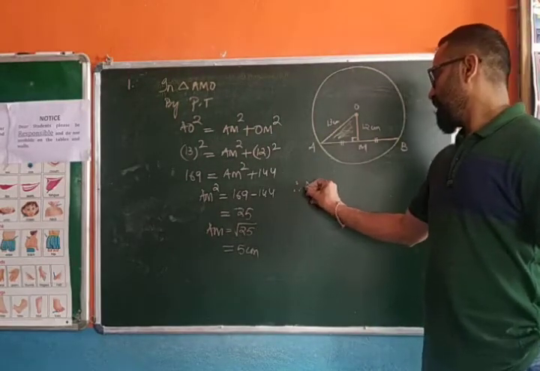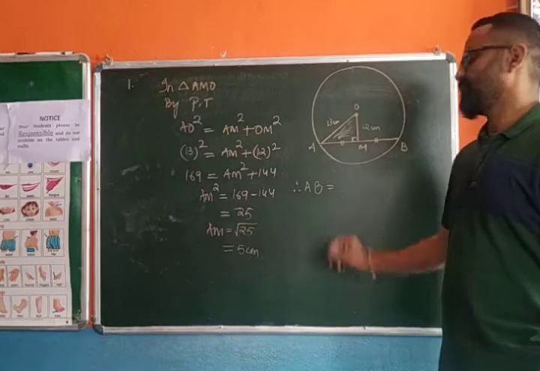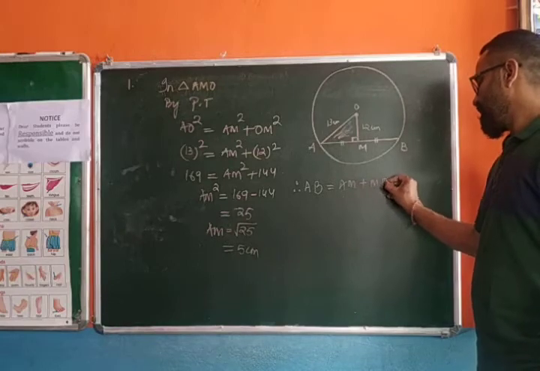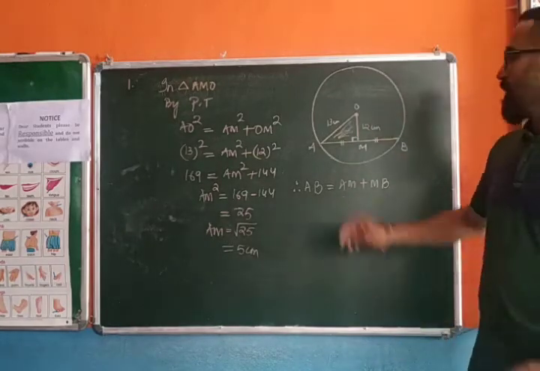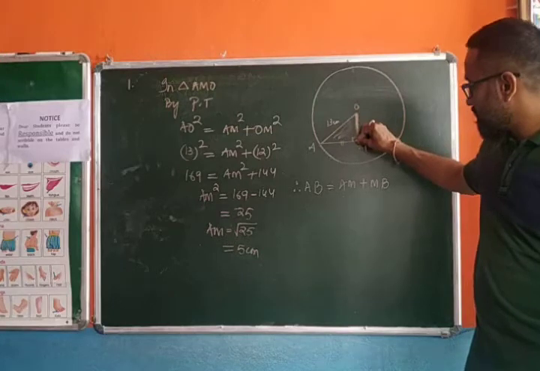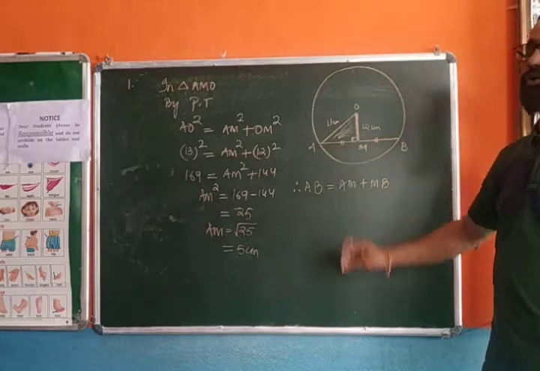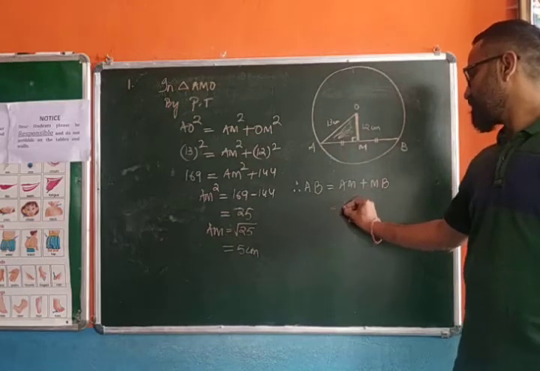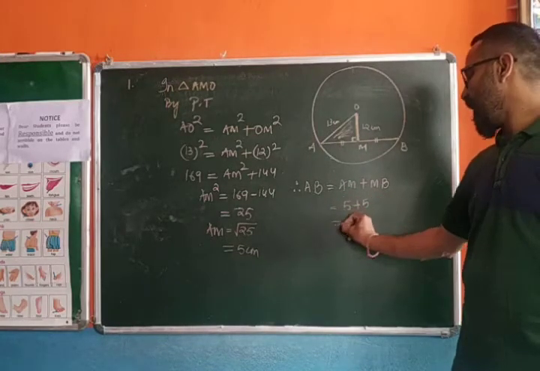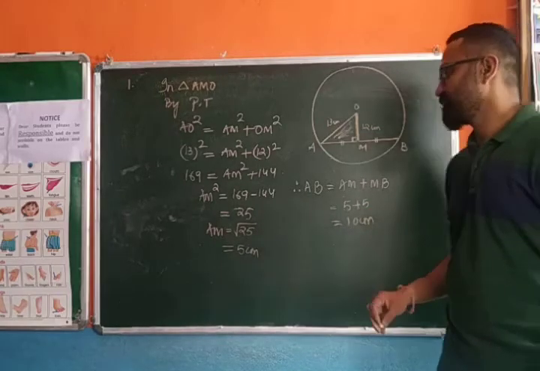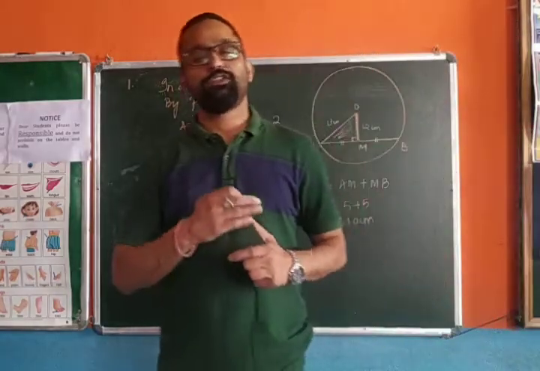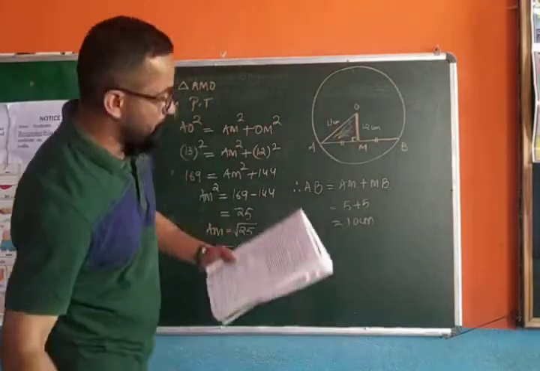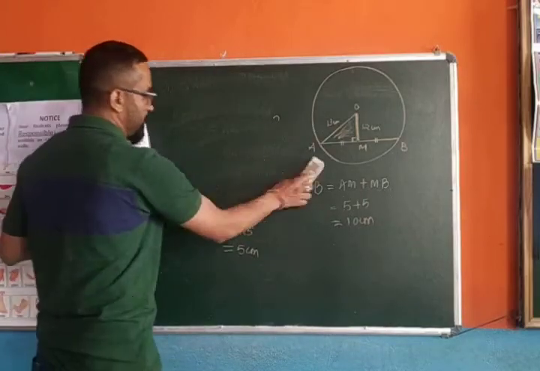Therefore, AB chord is equal to AM plus MB. The theorem tells you that line drawn from the center to the chord, bisect the chord. AM is equal to MB. So AM is 5, MB is 5. So we add it up, we get 10 centimeter. Application of theorem and Pythagoras theorem. Not difficult.